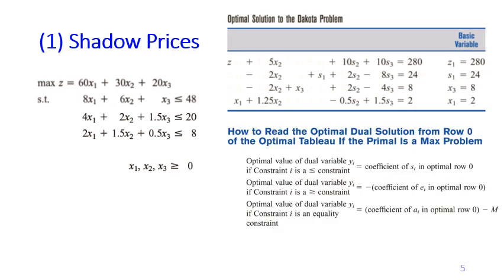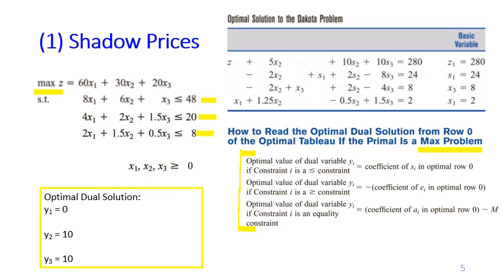So first we are going to read the optimal dual solution from the optimal table. And then we see that the primal problem is a max problem. So here are the guidelines. Okay. So we have 3 constraints here. It means that in the dual problem, we will have 3 dual variables, y1, y2, y3.